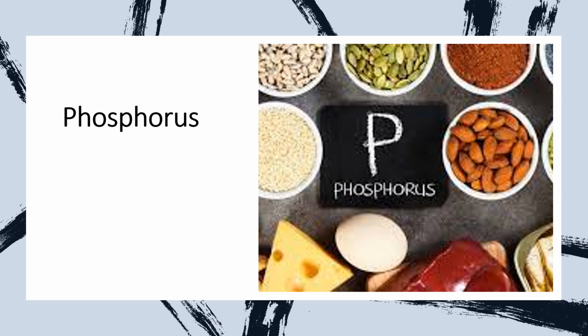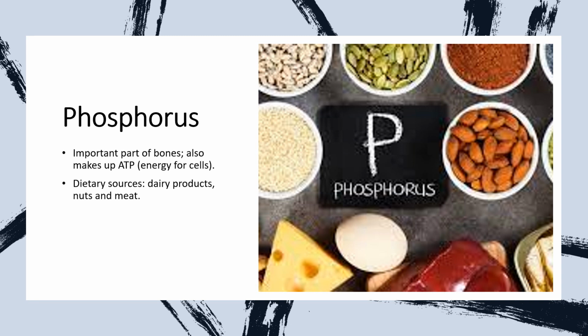Phosphorus is another mineral in the body, and together with calcium makes up most of our bones. Like calcium, phosphorus is used in other parts of our body to power muscle in the form of ATP. It's used in many other chemical reactions. Phosphorus gets in our body by way of food, such as dairy products, nuts, and meat.